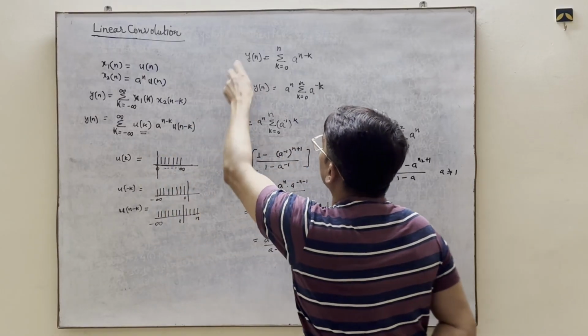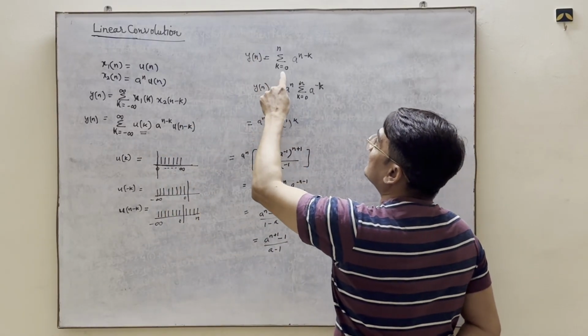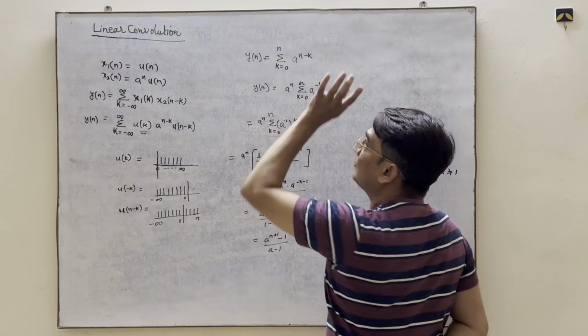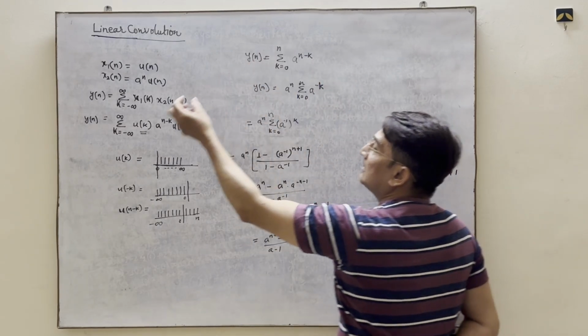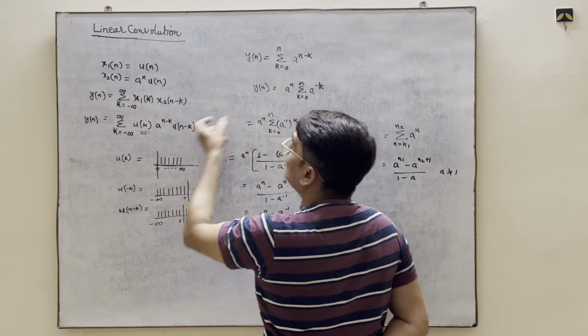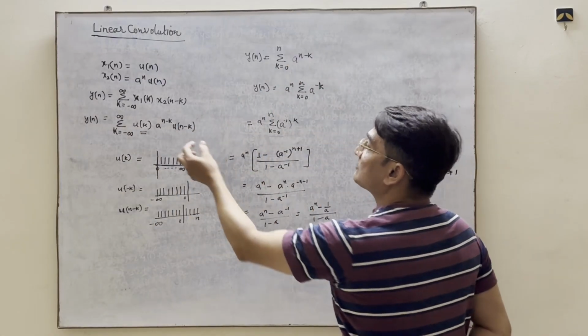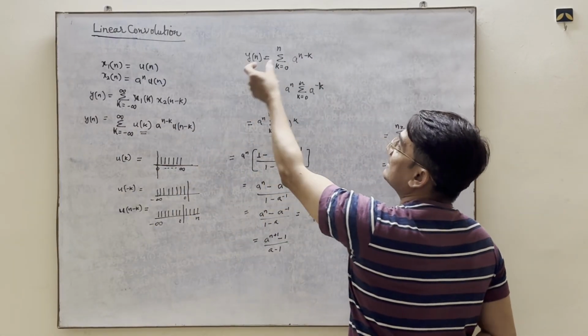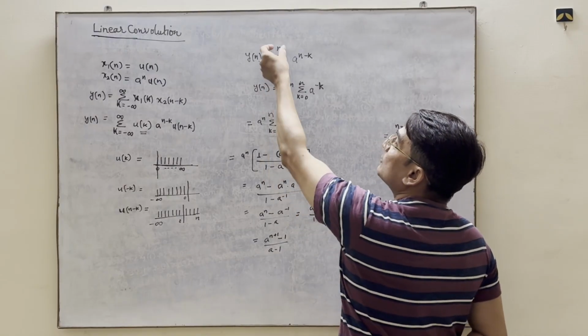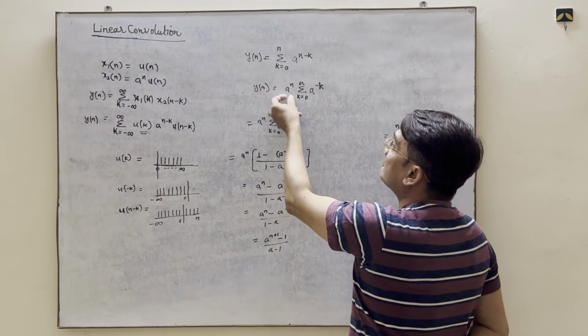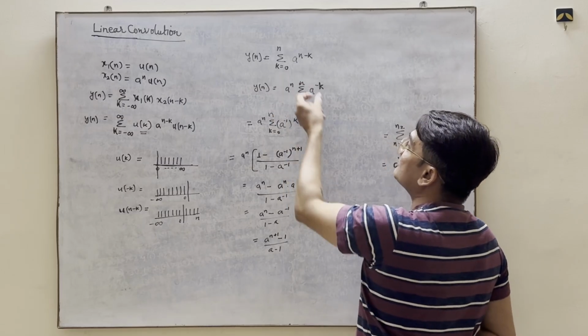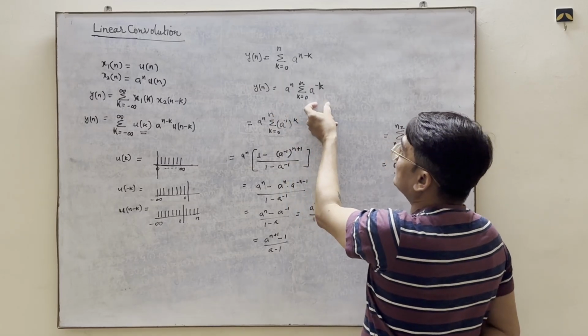So the limit for our function will become k equals 0 to n, and then between 0 to n your u of k will be 1 and u of n minus k will also be 1. So this is only a to the power n minus k. Now the limit is 0 to n. A to the power n I will keep outside this summation sign, so it will become a to the power n, summation k equals 0 to n, a to the power minus k, right?